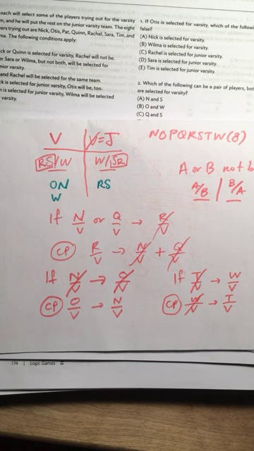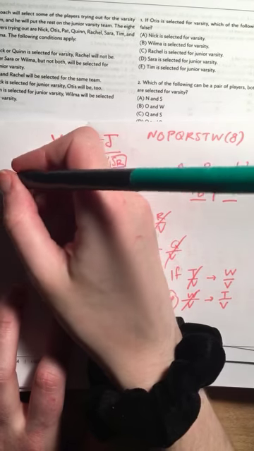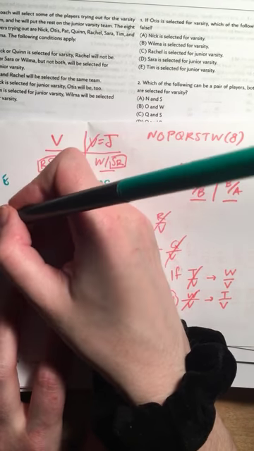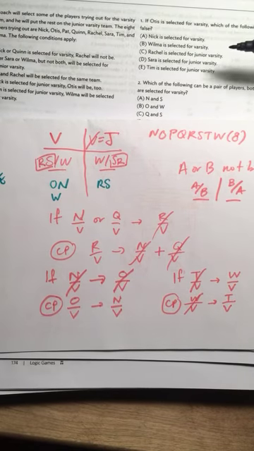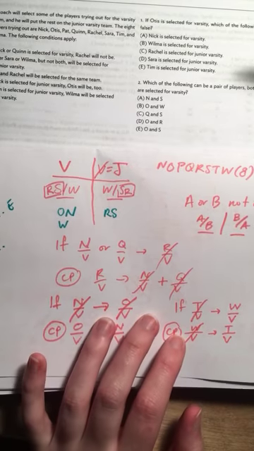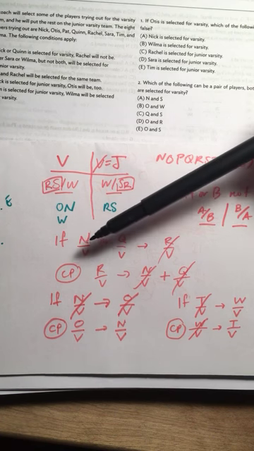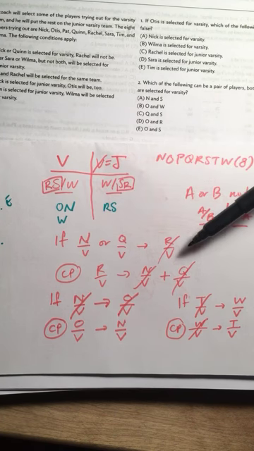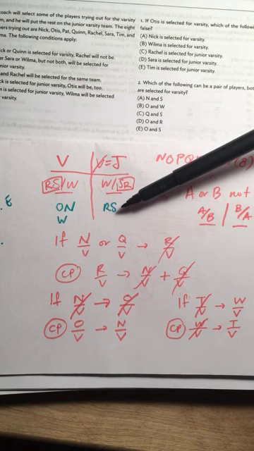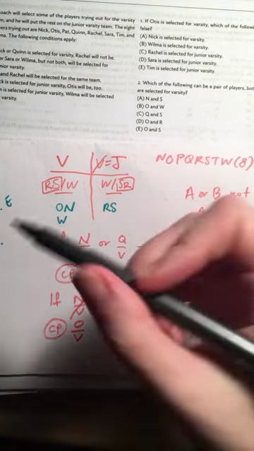So that's question 1. Question 1 is E. Question 2. Which one of the following can be a pair of players, both of whom are selected for varsity? So N and S both selected for varsity. No, because if N is selected for varsity, then R isn't. And if R isn't, then neither is S, because they're always together, so A is not going to work.